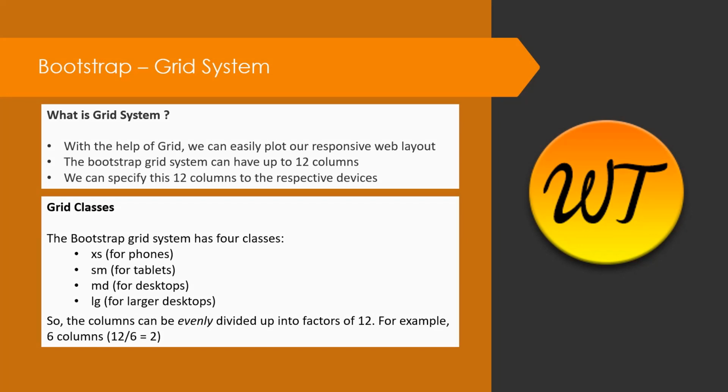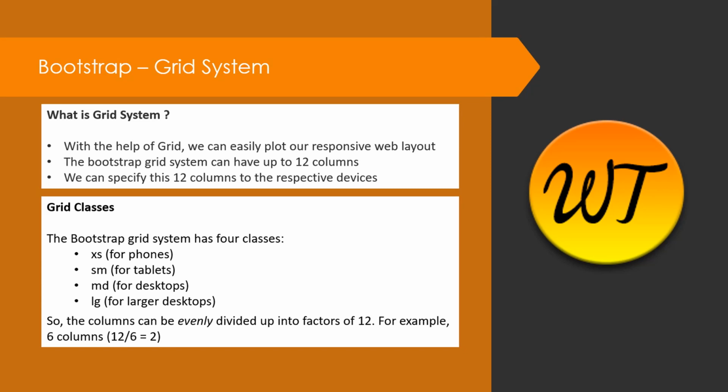What is the grid system? With the help of the grid system, we can easily create a responsive layout. The Bootstrap grid system can have up to 12 columns. We can customize the 12 columns to fit our suitable devices.